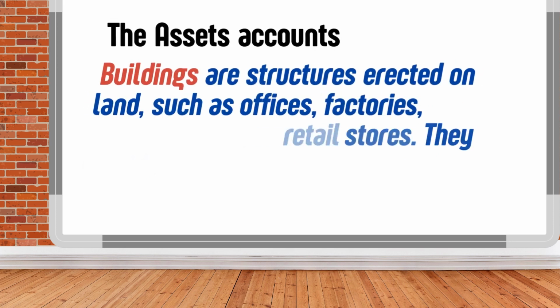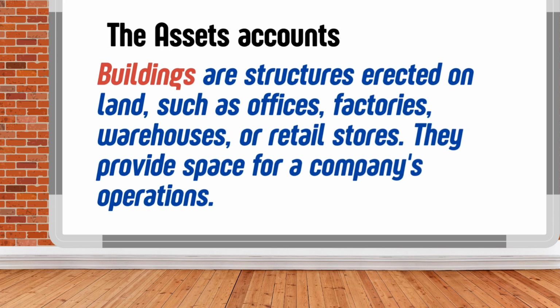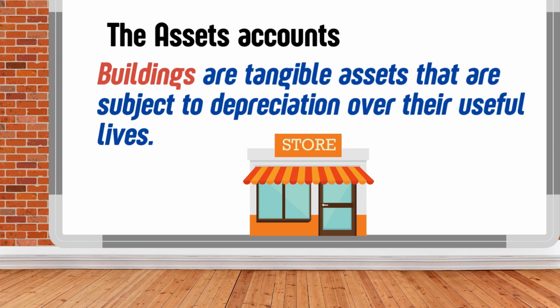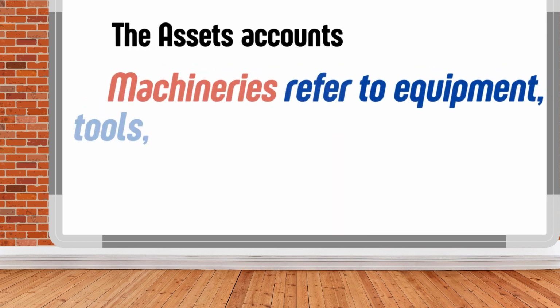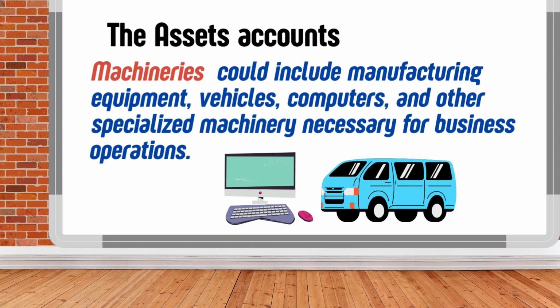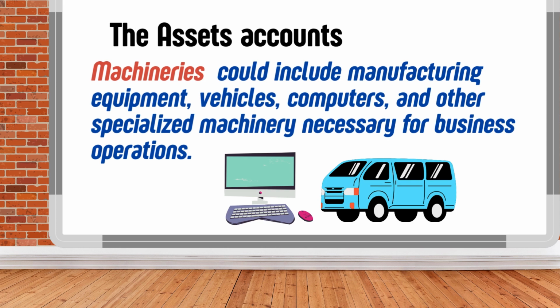Next is buildings, which are structures erected on land, such as offices, factories, warehouses, or retail stores. They provide space for a company's operations. Buildings are tangible assets that are subject to depreciation over their useful lives. Machinery refers to equipment, tools, and machinery used in the production process. Machinery could include manufacturing equipment, vehicles, computers, and other specialized machinery necessary for business operations.